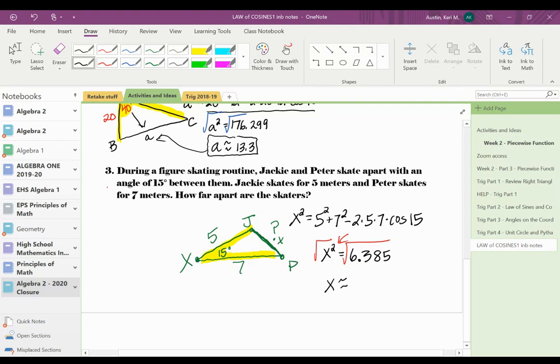If you look at the drawing, it kind of makes sense. It looks like it should be less if you're drawing at a 15-degree angle. And I got about 2.53 meters. Okay. All right, so I hope this was helpful. The next part's going to be how to use law of cosines to find a missing angle.